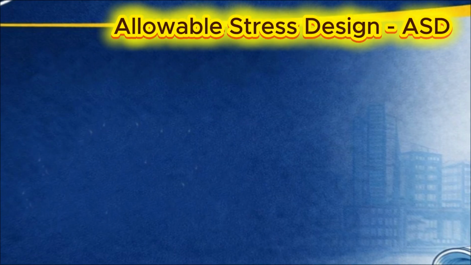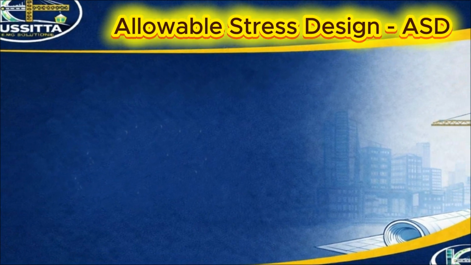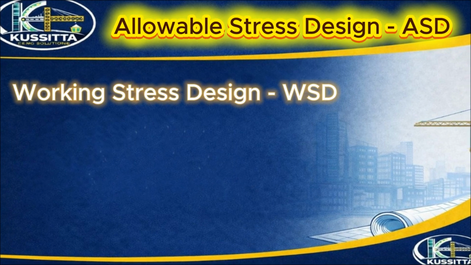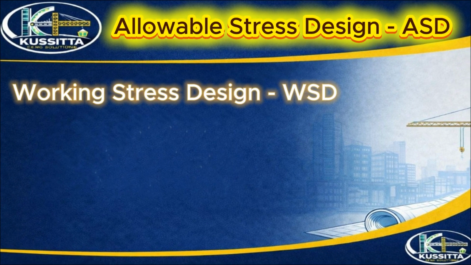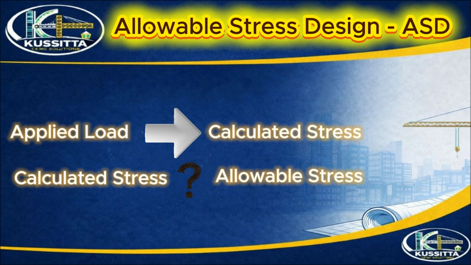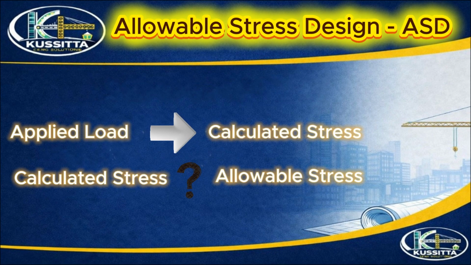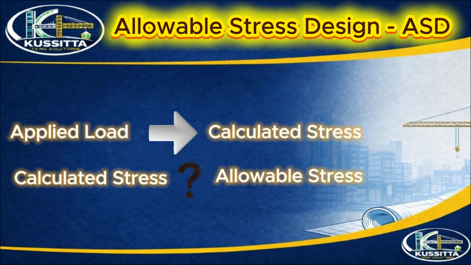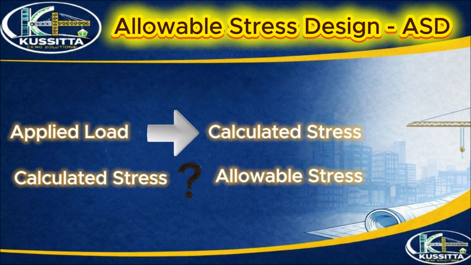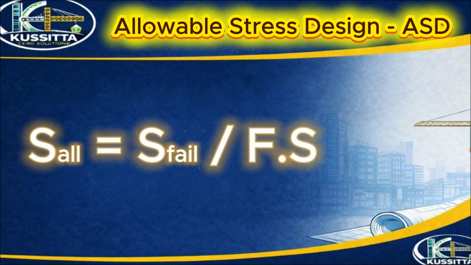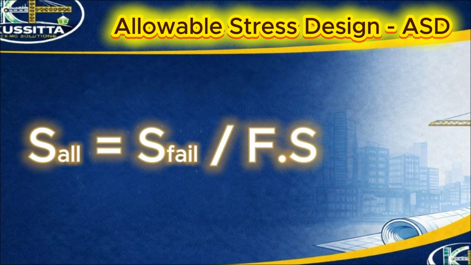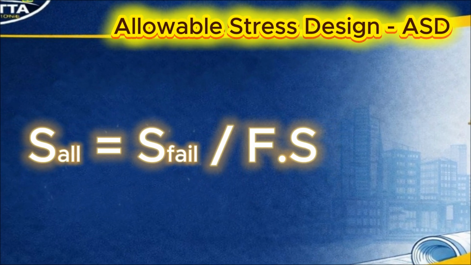Let's start with allowable stress design, also called working stress design. Applied load gives calculated stress, which is then compared to allowable stress. In ASD, we calculate stresses under service loads or working loads. Then we compare them to an allowable stress, which is allowable stress equals failure stress divided by factor of safety.